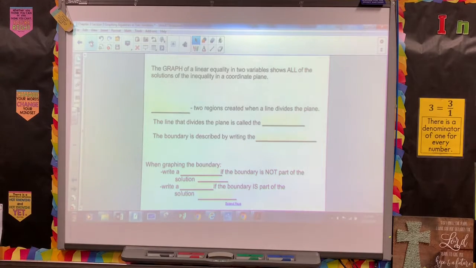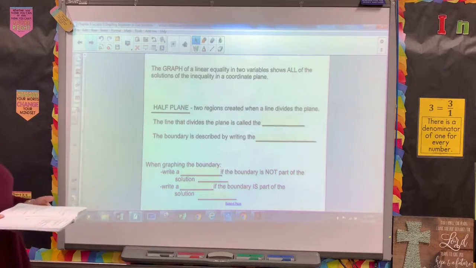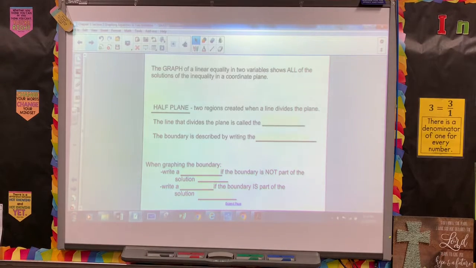A graph of a linear inequality in two variables shows all the solutions of the inequality on a coordinate plane. So not a line graph anymore, it's now the coordinate plane. Half planes are the two different regions that are created when the line divides the plane.